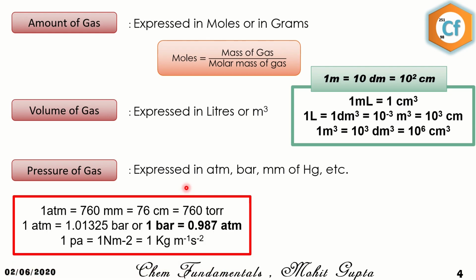And here the conversion of units is also very important. 1 atm is equal to 760 mm of Hg, because at 1 atm the height of the mercury is 760 millimeters. 760 mm is equal to 76 centimeter, which is also equal to 760 torr. We don't use torr nowadays, however in some questions you will find torr written.